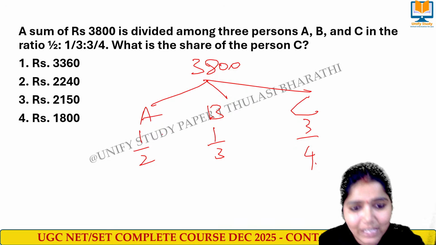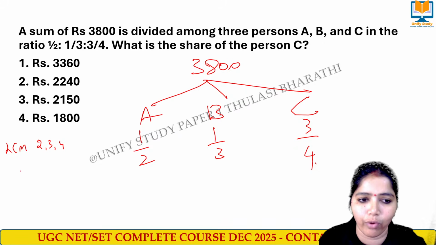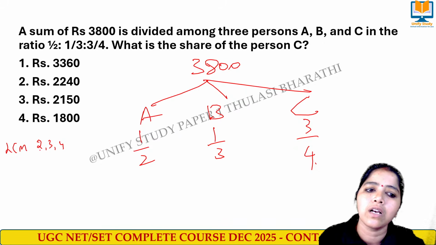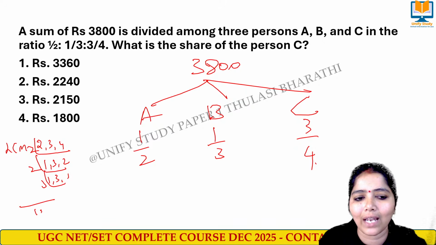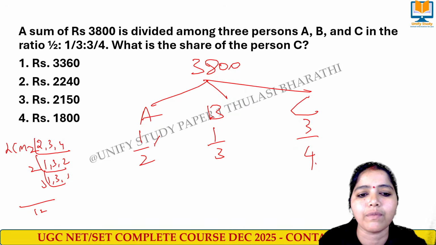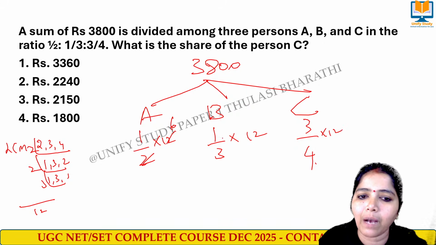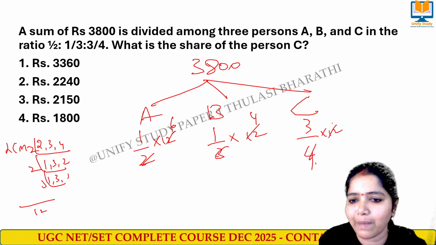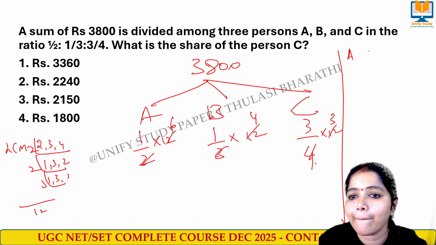How to do it? It is very easy. What we have to do is take the LCM of 2, 3, 4. If I take the LCM, what will I get? 2, 1, 3, 2, again 1, 2 and again 1, 3. So 12 is the LCM, right? So we just multiply all the terms by 12. Then this becomes 6, this becomes 4 and this becomes 9. So now the values of A, B and C are 6, 4, 9.